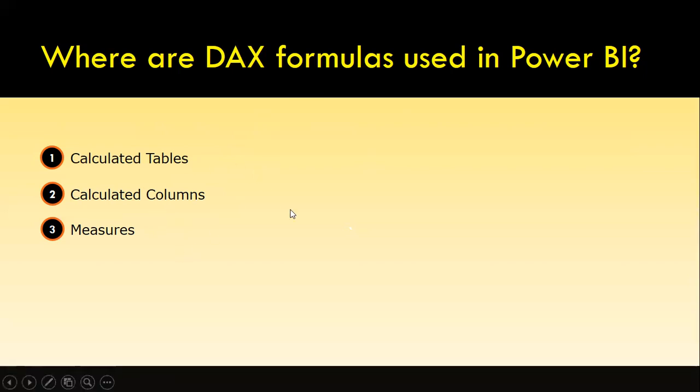So the key difference between these three types of calculations is in their context, okay? And the output they produce. You have something called row context and filter context. I'm not going to discuss that at this moment. We will discuss it a little later, don't worry, okay?